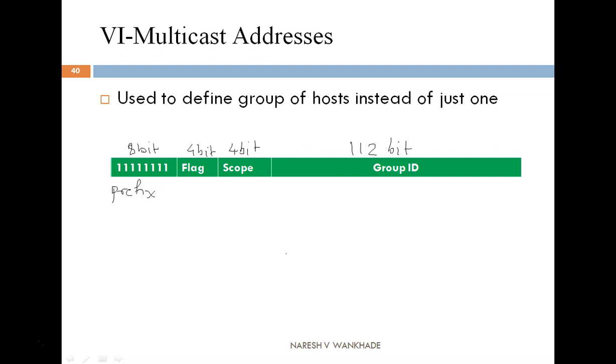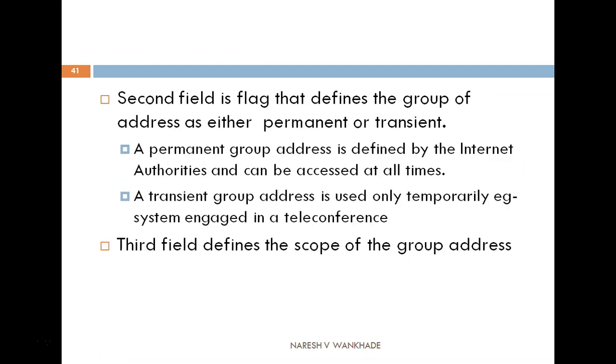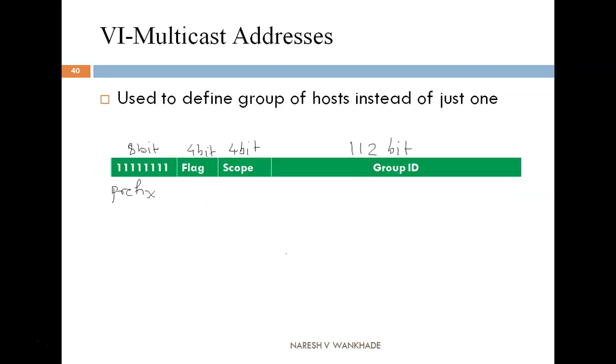Let's see all these fields one by one. The flag field defines a group of addresses as either permanent or transient. A permanent group address is defined by internet authorities and can be accessed at all times. And a transient group address is used only temporarily. An example is systems engaged in a teleconference. That is about the second field, which is the flag.